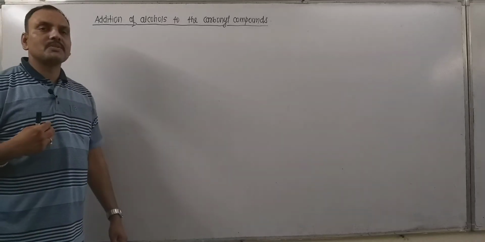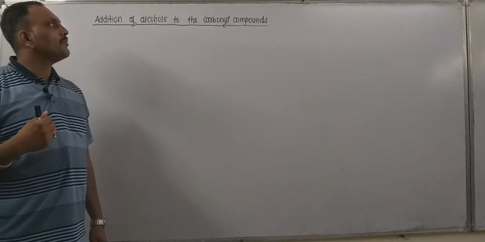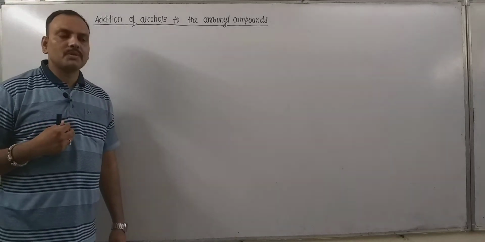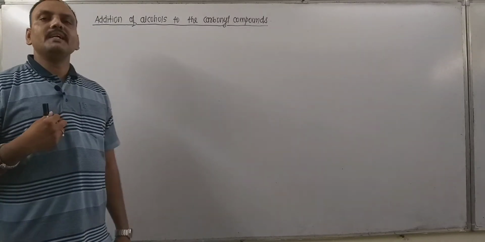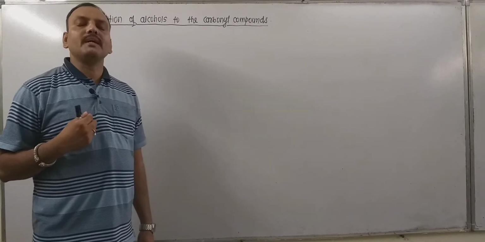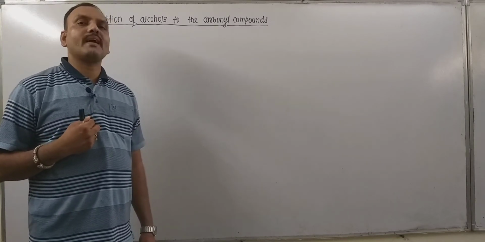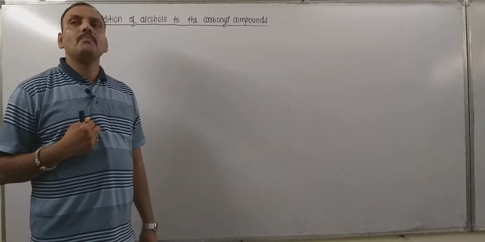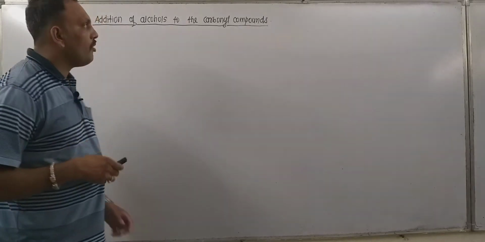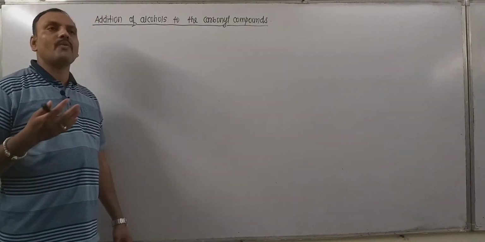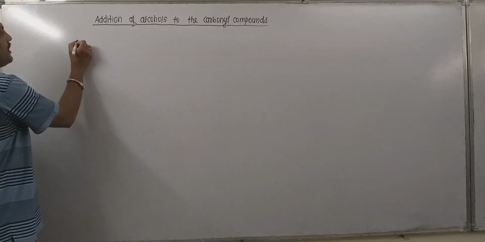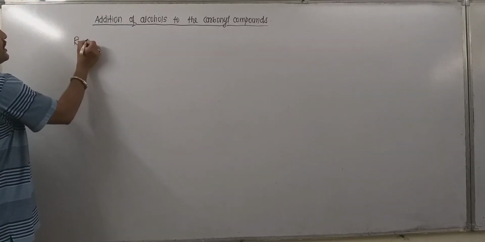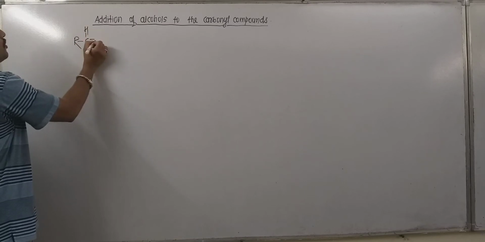We are going to discuss addition of alcohols to the carbonyl compounds. Now remember, carbonyl compounds, that is aldehydes and ketones, react with alcohols in presence of dry HCl to form acetals. Now aldehydes and ketones form corresponding acetals. For example, consider aldehydes. Aldehydes are represented as RCHO.